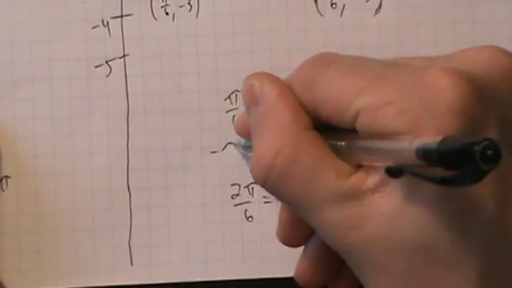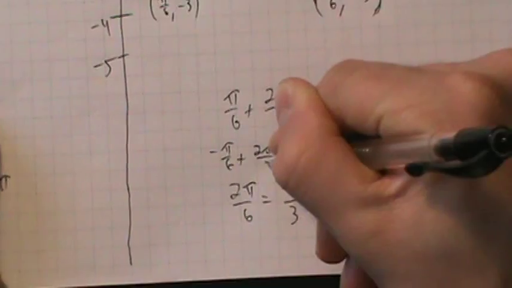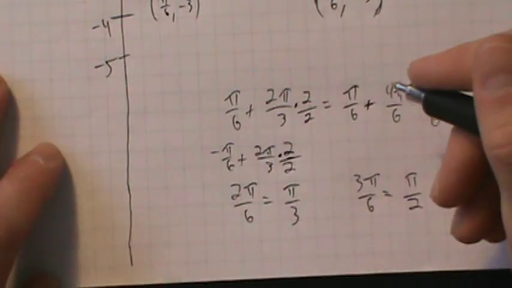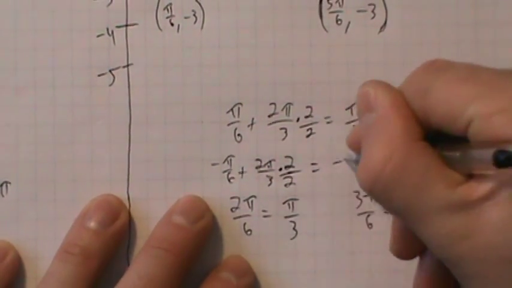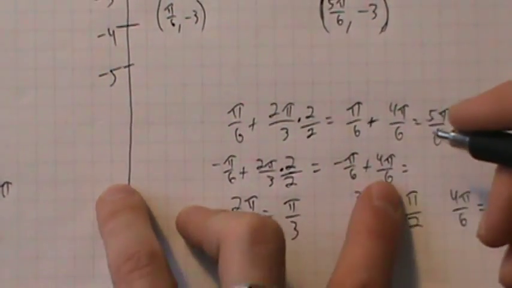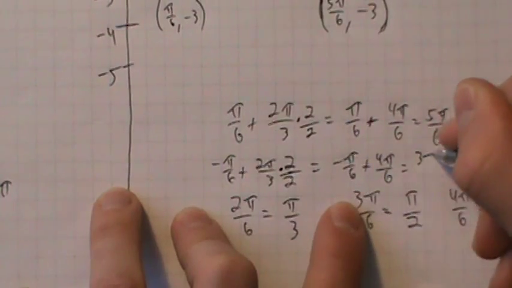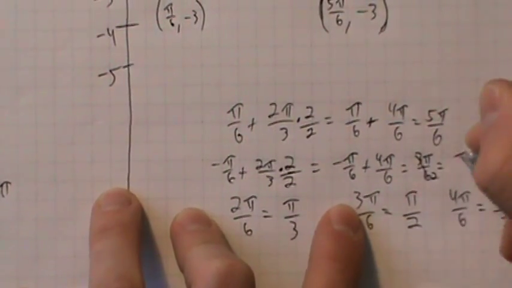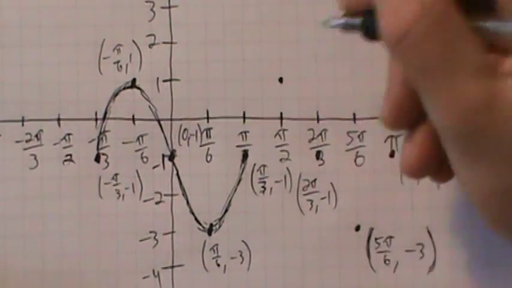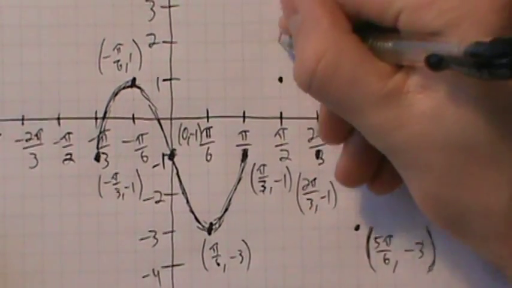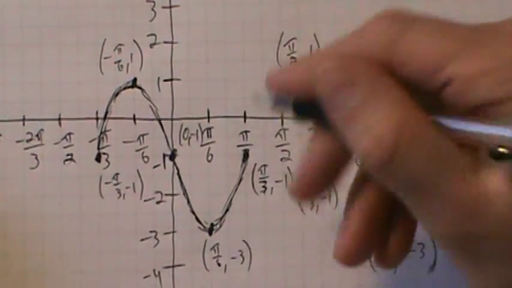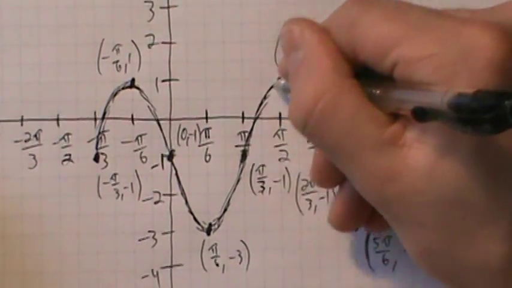So negative pi over 6 plus 2 pi over 3. Multiply 2 pi over 3 by 2 over 2 so that we can get a common denominator. That's going to be negative pi over 6 plus 4 pi over 6. So it's 4 pi over 6 minus pi over 6, which is 3 pi over 6, which simplifies to pi over 2. And that's the same y coordinate because we went over the length of one period, and we get pi over 2 comma 1. Same y coordinate as this point here. Then we just smoothly connect, sine graph style.